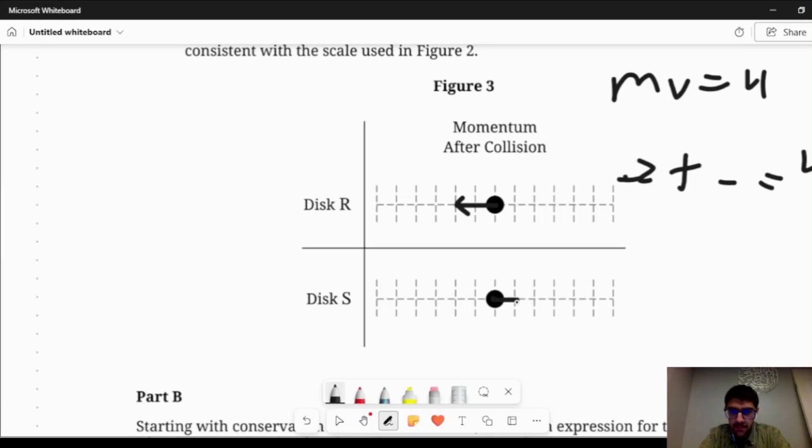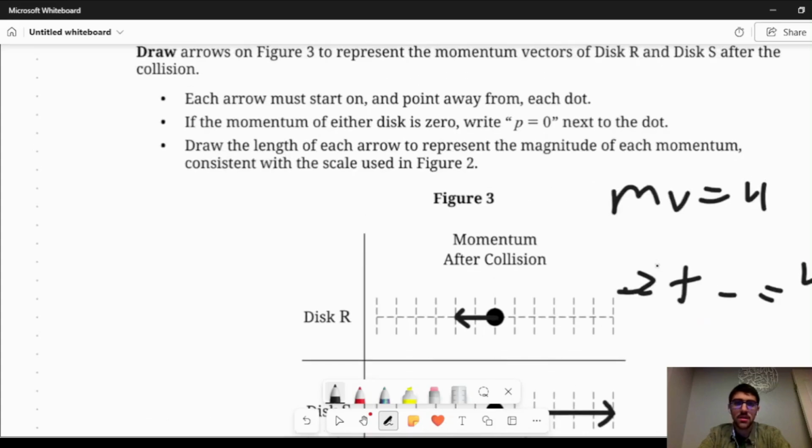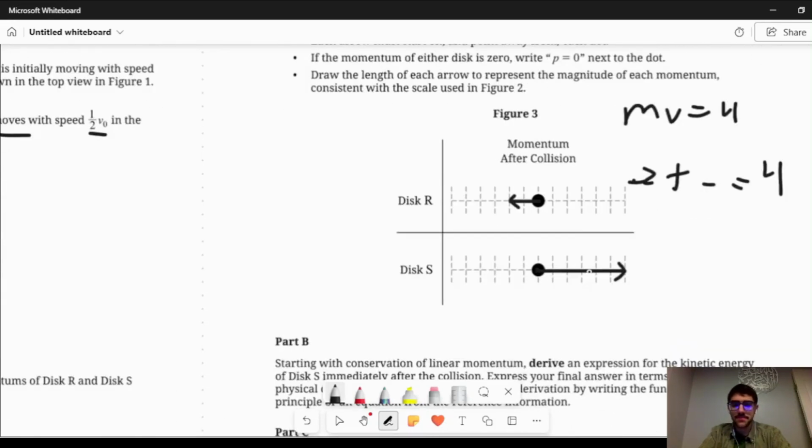So we start at the center, and 1, 2, 3, 4, 5, 6. It goes all the way, and then just add the arrow marks. So that is how you do part A.